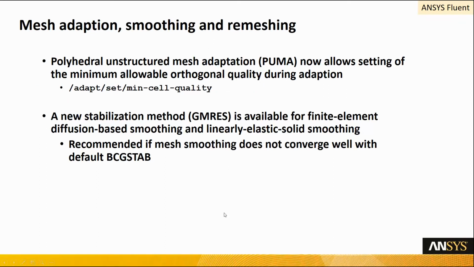Mesh adaption, the new PUMA scheme, which allows very good transient adaption, can, under certain circumstances, allow you to create rather poor quality cells. You can now prevent that with a TUI command. And there's a new stabilization scheme which can be applied when you're using dynamic meshes and you're either using diffusion-based smoothing or the linear elastic solid smoothing. GMRES can be used to stabilize the solution.